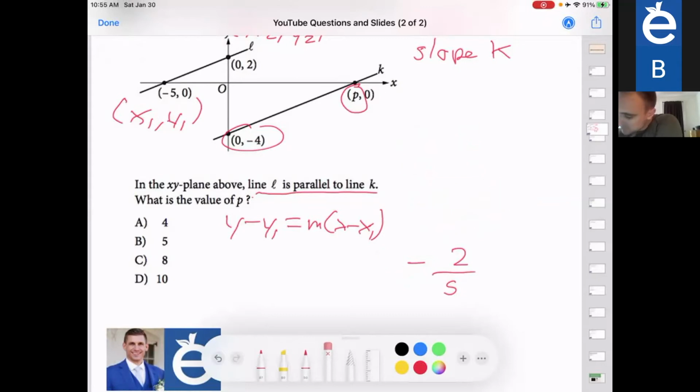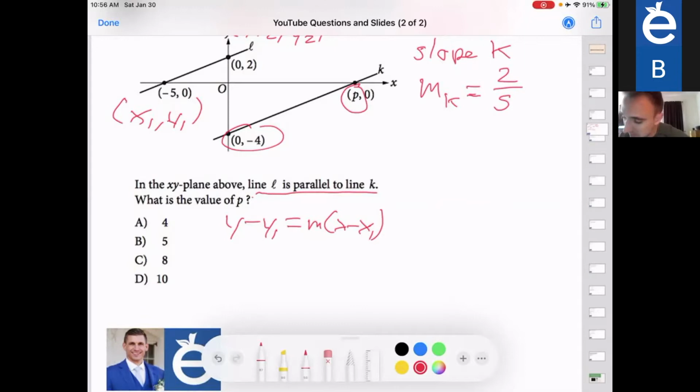So my slope was 2/5. Let me write that up here. 2/5. All right. The value of P we can see is the X term in that equation. So what I'm going to do is just get the equation of my line first using this given term down there at the bottom, and then go from there.